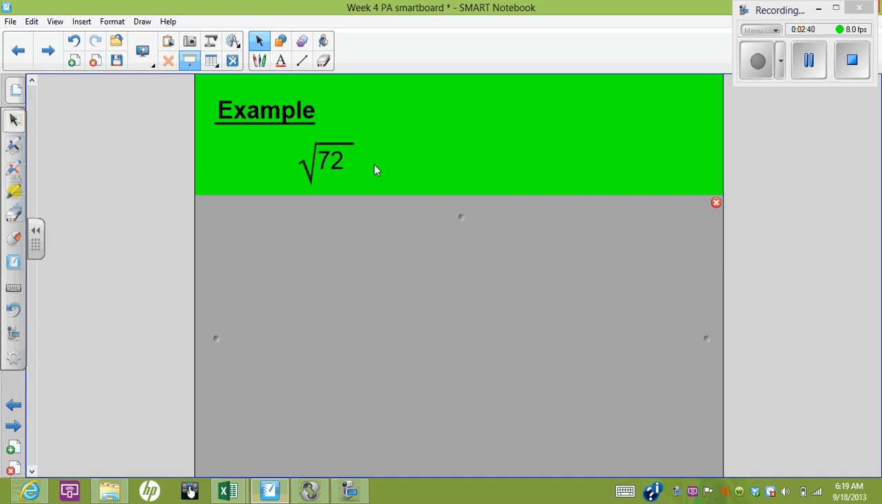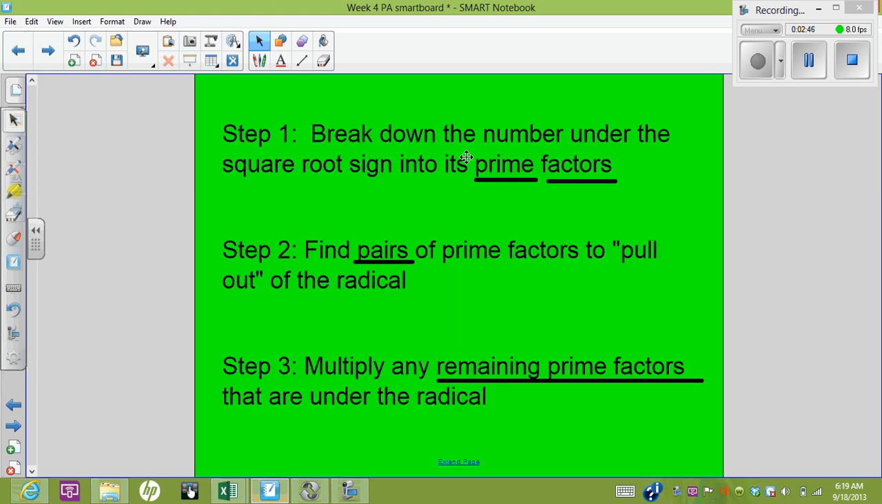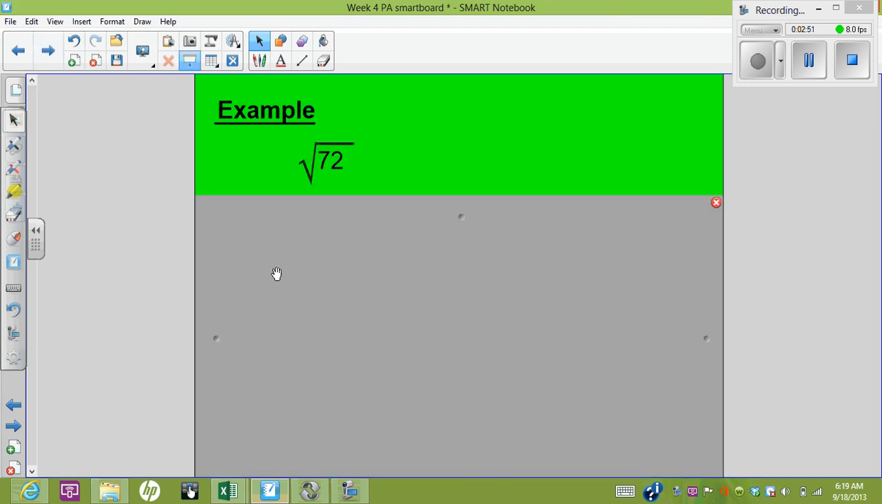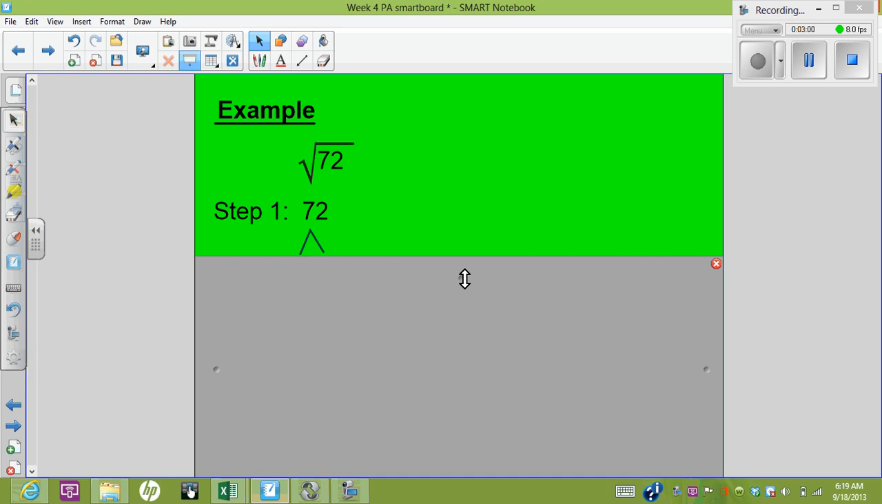And the example we're going to work through is the square root of 72. Our first step is to break down the number under the square root sign into its prime factors. I like to do this using a factor tree. I think you've probably heard that term before, but it's just an easy way to break 72 down. I ask myself first, okay, what can 72 be divided by? I know it's even, so it can certainly be divided by 2, and I have 36 left over.